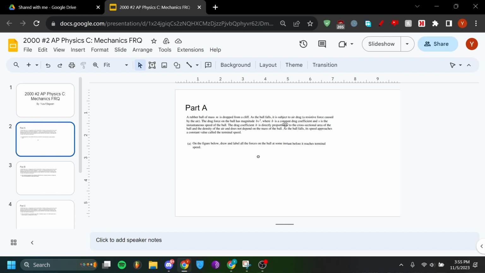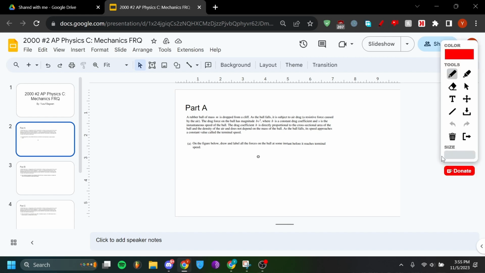Alright, so basically what we need to do here is draw the forces. This is going to be the drag force right there, which is equal to bv squared, and this right here is equal to the force of gravity, which is equal to mg.